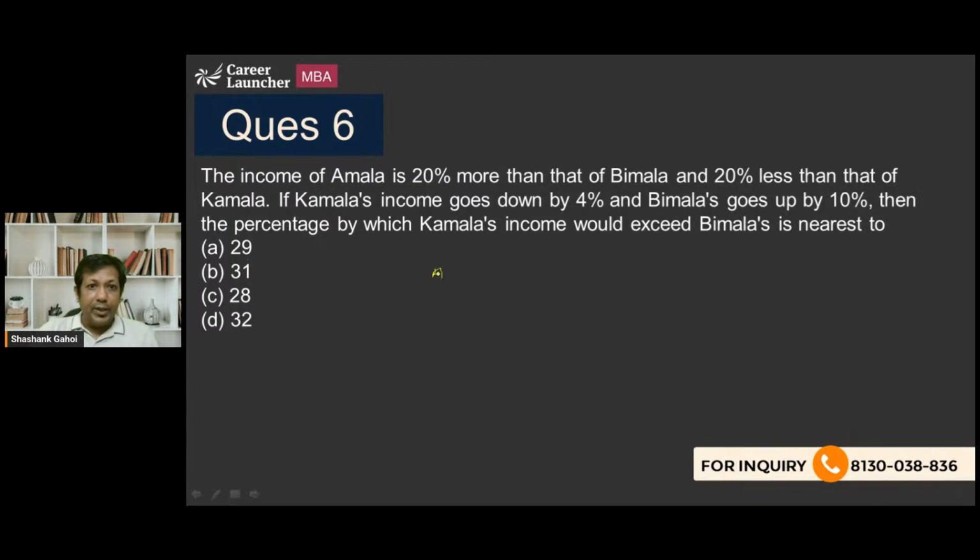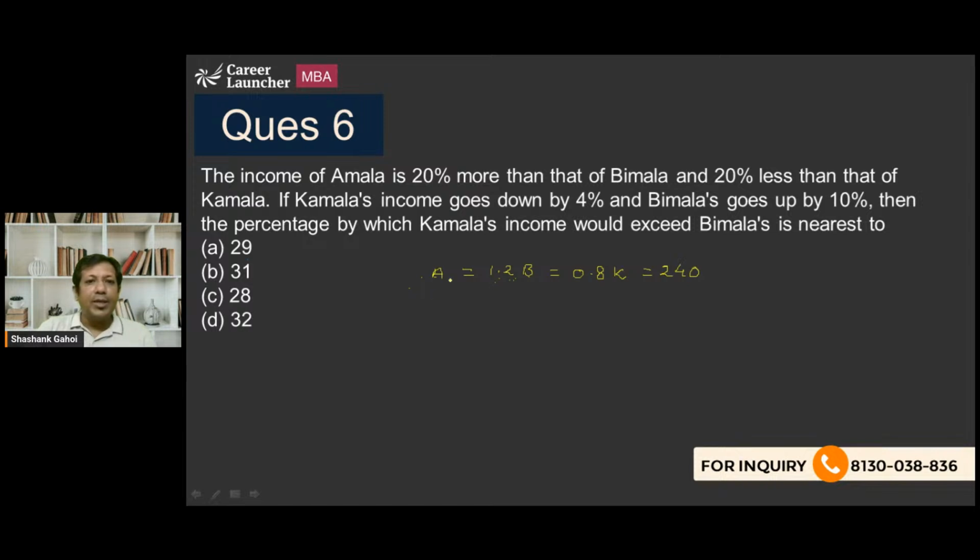So the income of Amla is 20% more than that of Bimla. So it is going to be 1.2 or 120% of Bimla. And it is 20% less than that of Kamla. So 20% less than that of Kamla means 20% of 100% less, means 80% of Kamla, that is 0.8 of Kamla. That is Amla's income. 120% of Bimla's income, that is Amla's income. Now, if you see, the coefficient of A is 1, the coefficient of B is 1.2, the coefficient of K is 0.8. So what I am going to do is assume a value that is divisible by 1, 1.2 and 0.8. For me, the best value I can think of is 240.